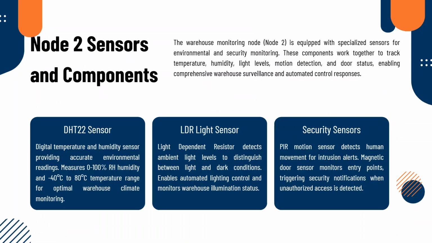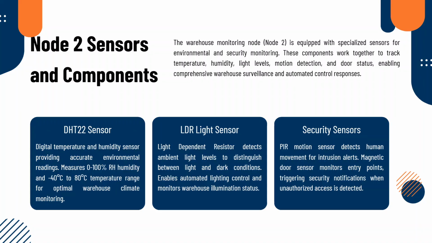Node 2 sensors and components are here. Node 2 uses several sensors for monitoring. DHT22 measures temperature and humidity. LDR detects light levels, which helps identify day or night conditions. The PIR sensor detects motion for security. The door sensor tracks whether the door is open or closed. Relay and LEDs are used for control and indication.